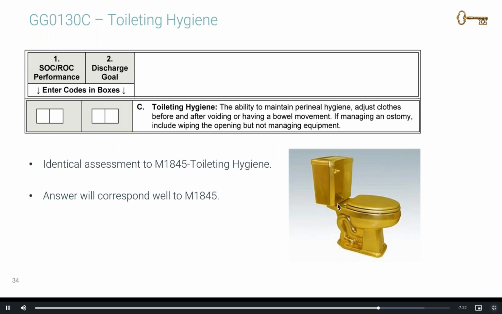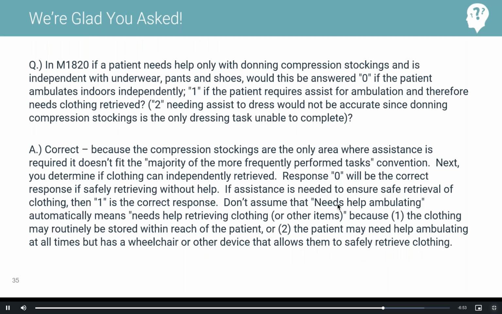Now with GG0130C toileting hygiene, this is pretty much identical to what you just assessed in M1845. So obviously we have more response option choices when we get to GG items, but what we say here should very much match up to the person we described in M1845. So it's not going to be a big difference in the response like we have maybe with the bathing question, for example. I'm sure you all have a gold gilded toilet in your house too.